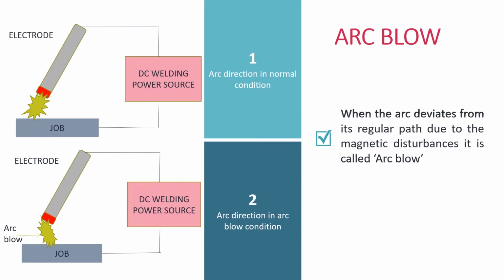What is arc blow? When the arc deviates from its regular path due to magnetic disturbances, it is called arc blow.